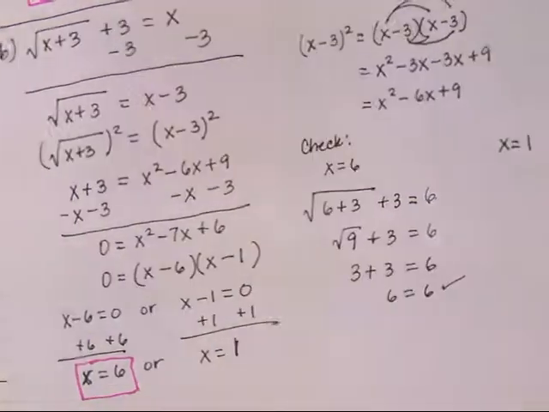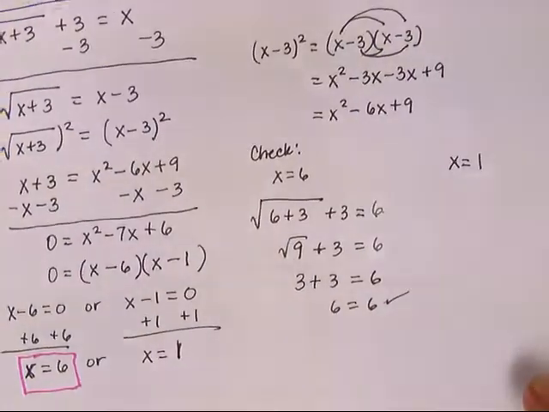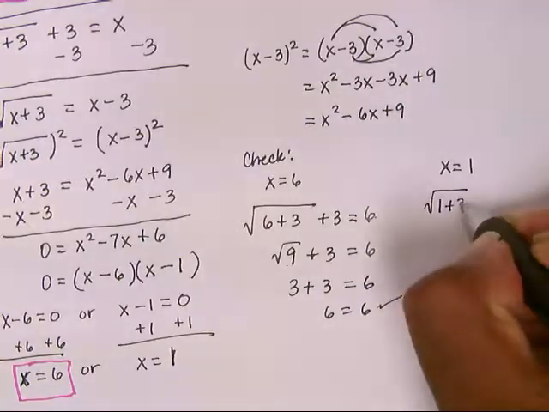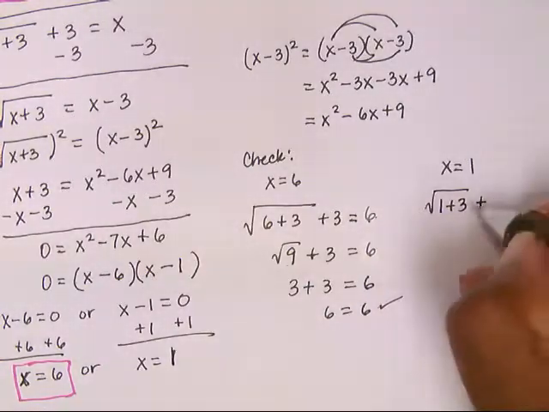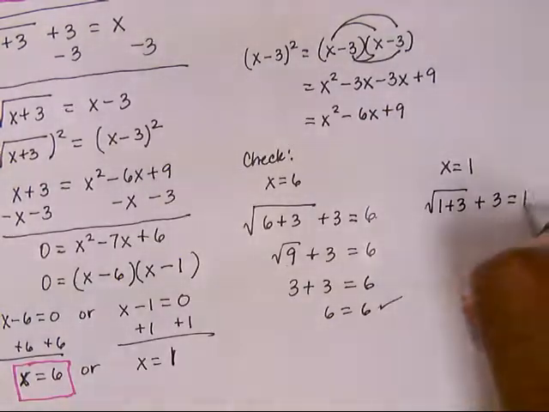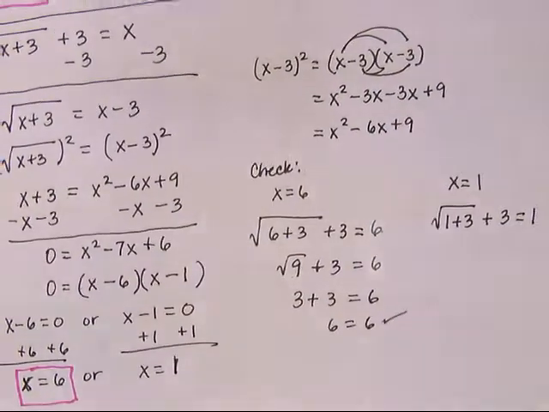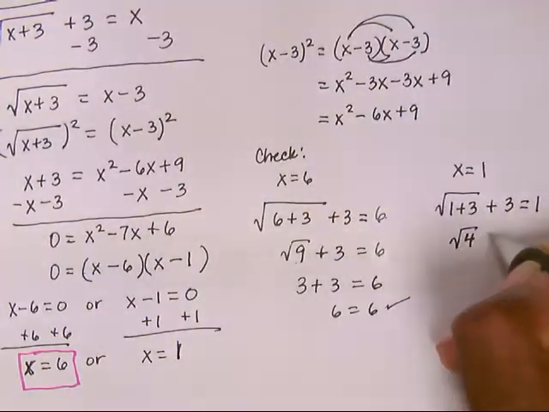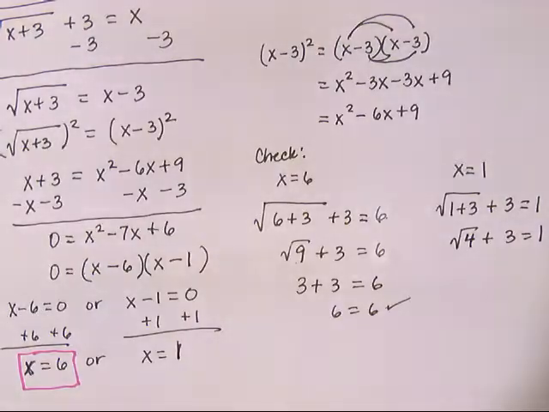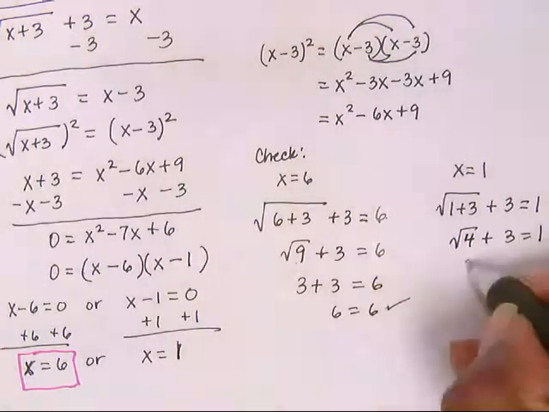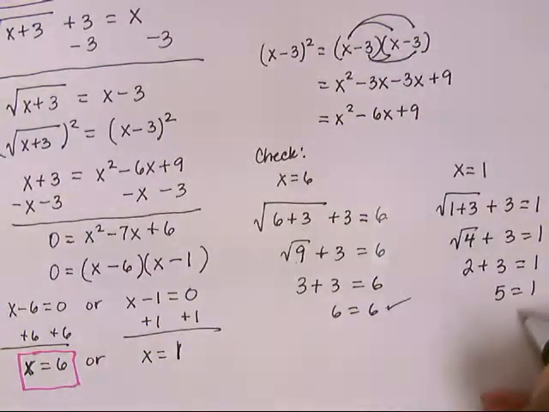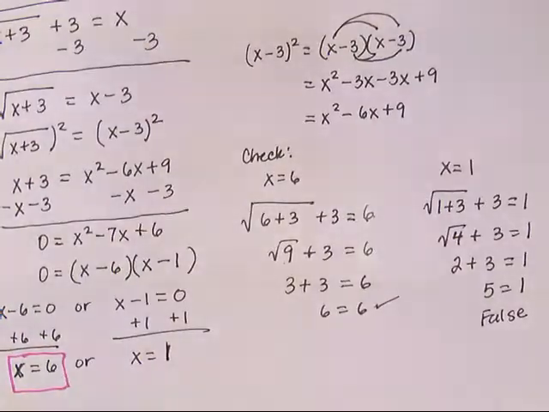And now for x equal 1. Using the original equation that I started off with, I have the square root of, this time x is going to be 1 plus 3 under the radical, plus 3 should equal to x, which is 1. 1 plus 3 will be 4, so the square root of 4 plus 3 should equal to 1. The square root of 4 is 2. Now if I add 2 plus 3 together, I'm going to get 5, which is not equal to 1. So that's a false statement.